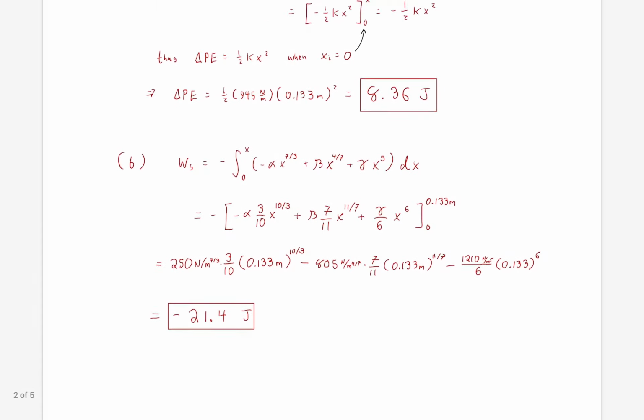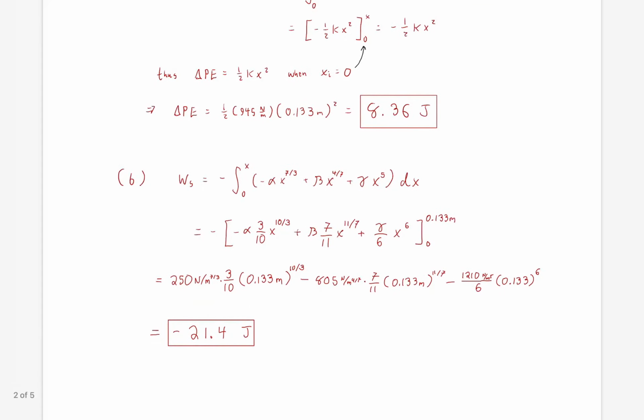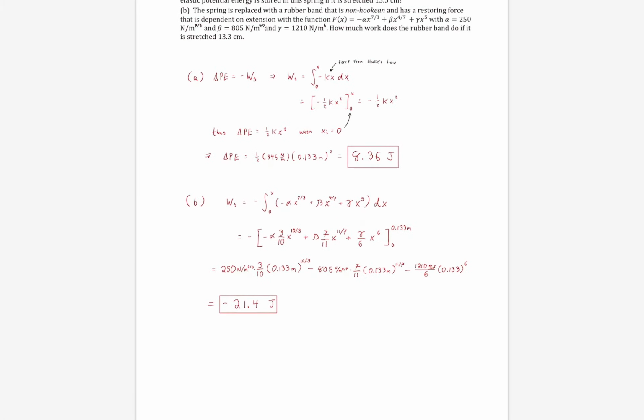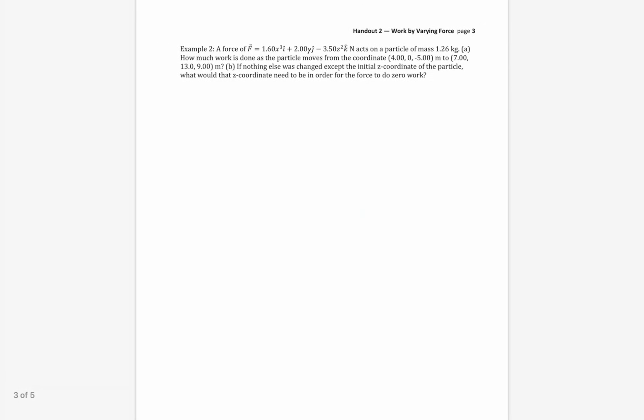Okay, excellent. And by the way, the stored potential energy in the rubber band would just be positive 21.4 joules. And it's interesting, this must be a really stiff rubber band if it did more work than the spring, or maybe it's a really loose spring. Okay, let's move on to our last example.